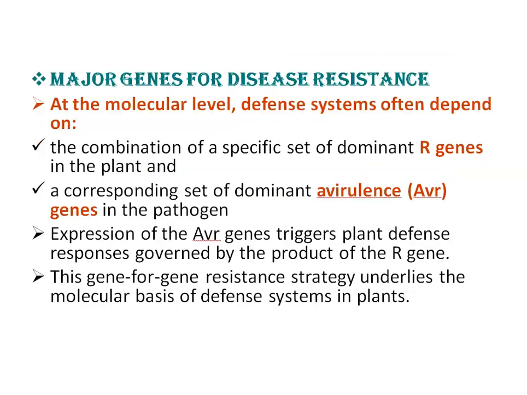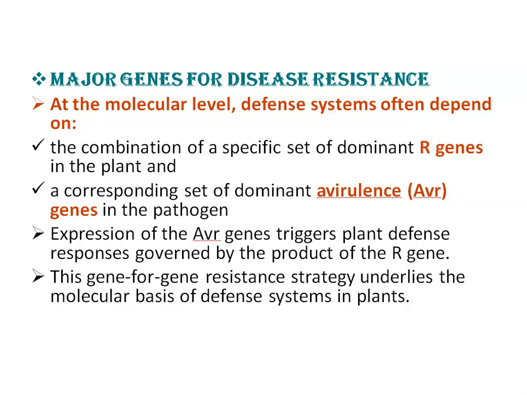Next is major genes for disease resistance. At the molecular level, the defense system often depends on the combination of a specific set of dominant R genes in the plant and a corresponding set of dominant avirulence genes in the pathogen. Expression of avirulence genes triggers plant defense responses governed by the product of the R gene. This gene for gene resistance strategy underlies the molecular basis of the defense system in plants.